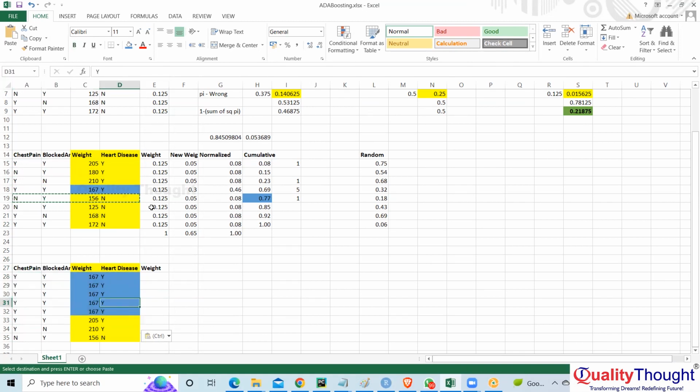We are missing a couple of things here. That's okay, because we anyway got them right, isn't it? So this data has become your new data set.